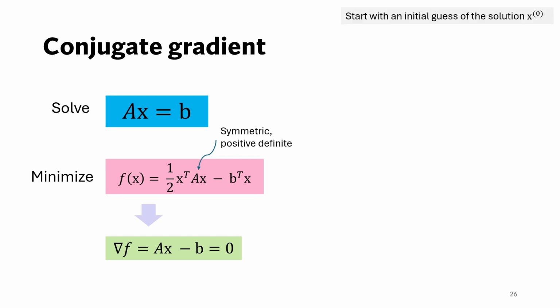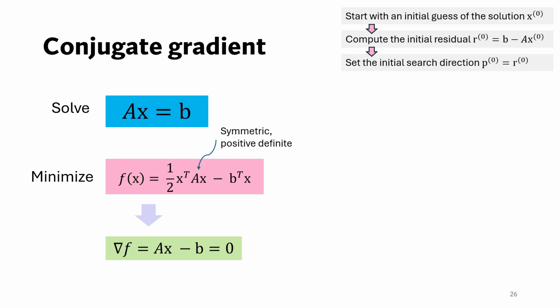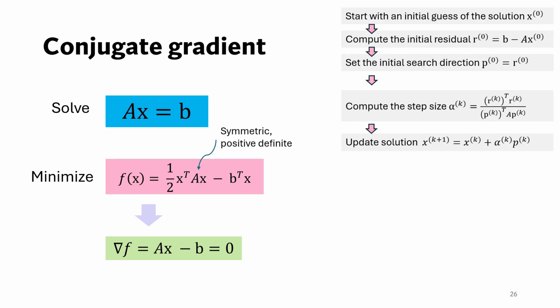We start with the initial guess of the solution vector, then we compute the initial residual. We can then set the initial search direction to be the same as the residual, which we can see is in the direction of steepest descent. We then compute the step size that we want to take in the search direction. Now we have the solution vector at iteration k, the step size and the search direction, so we can update the solution vector by moving along the search direction by a distance equal to the step size.